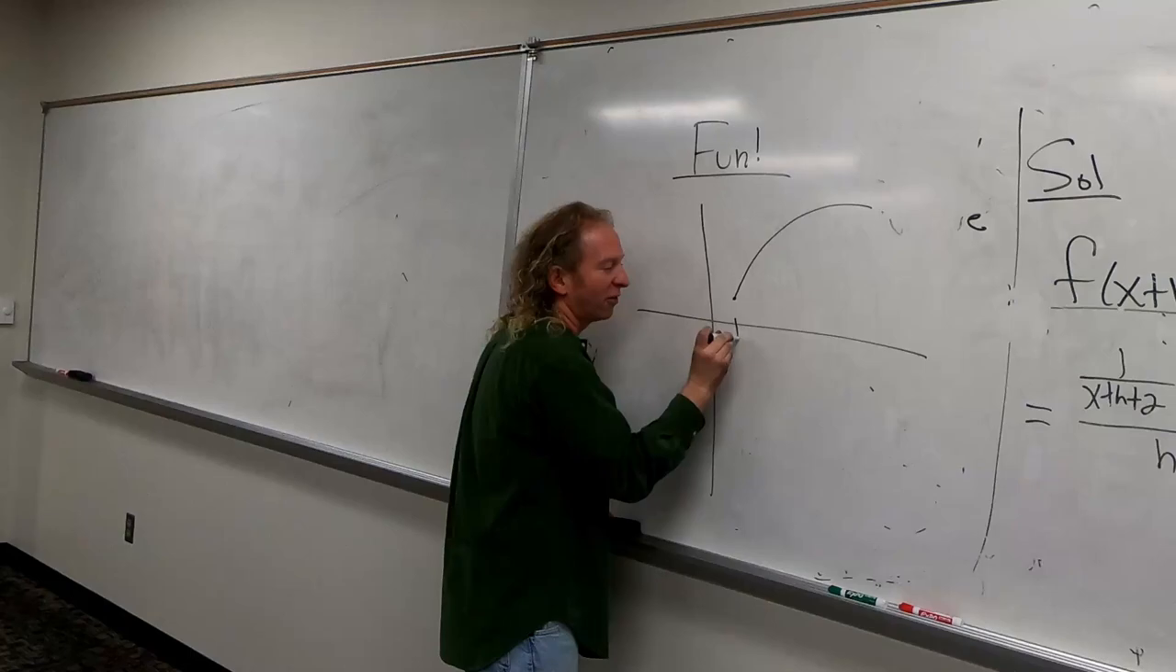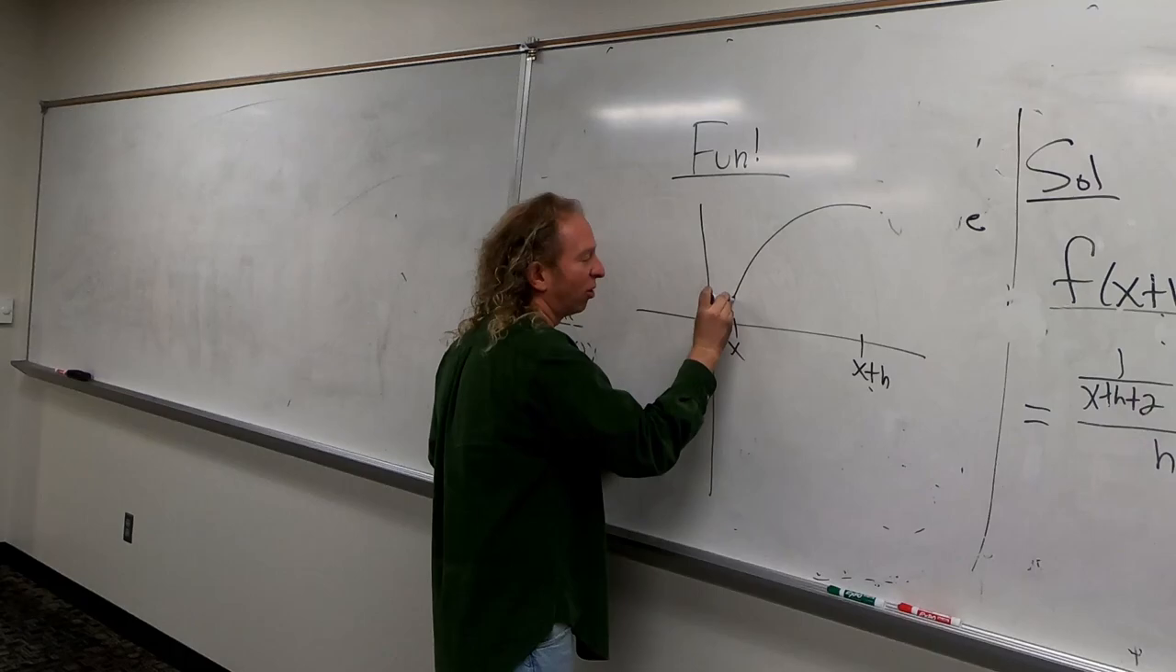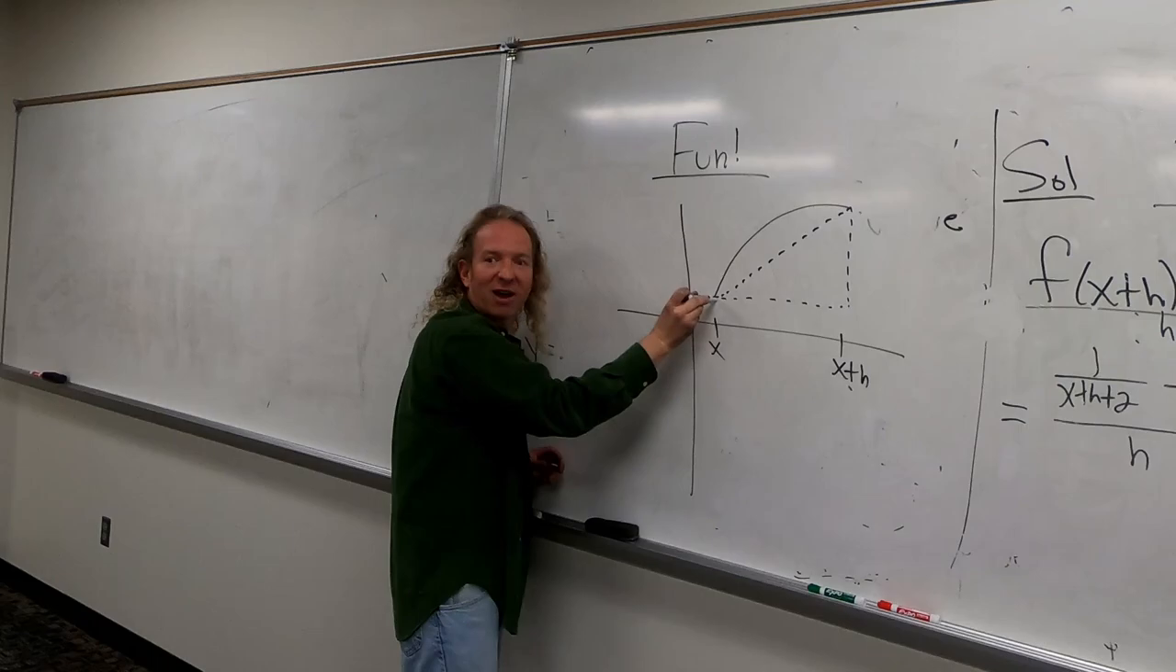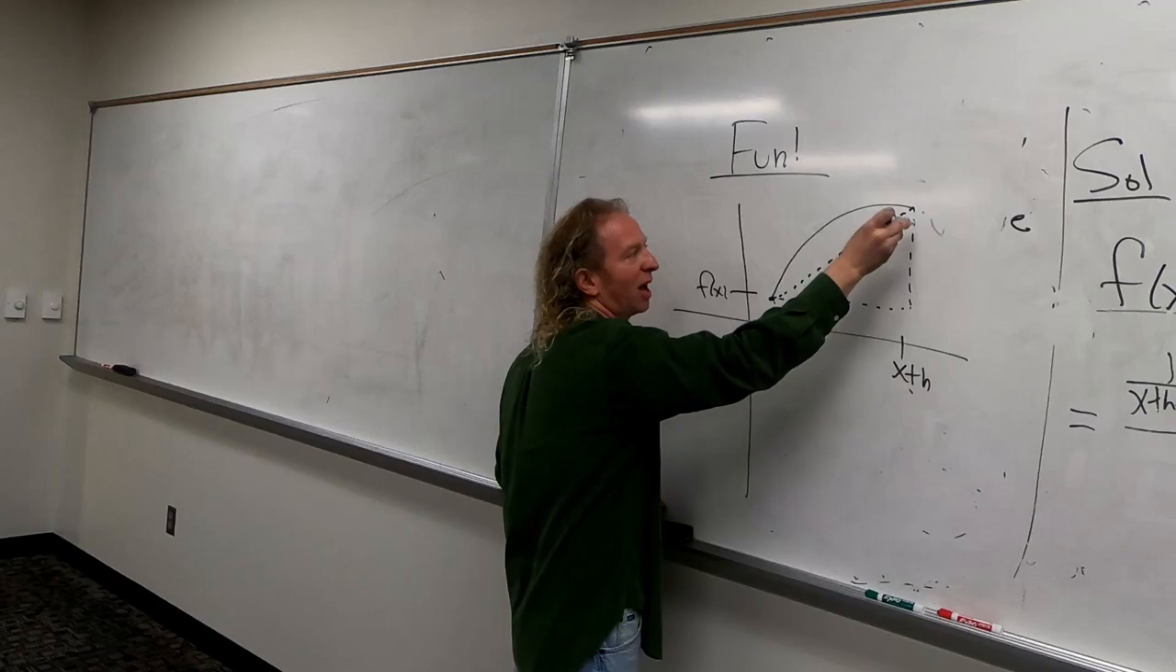So you have a graph like this. We're gonna call this x. I wanna call this x plus h. And the goal is to find the slope at x. So what you do is you connect these dots and you draw a triangle. The y value at x is f of x. The y value at x plus h is f of x plus h.